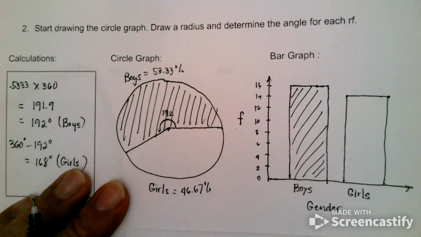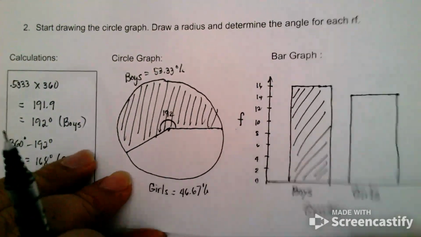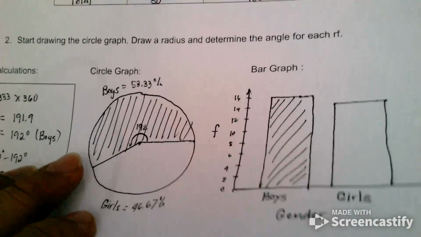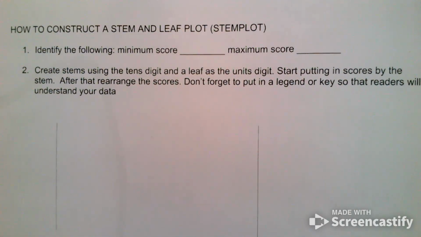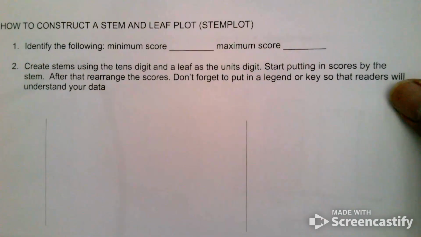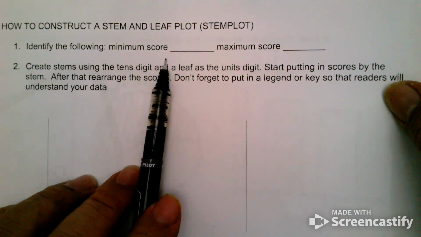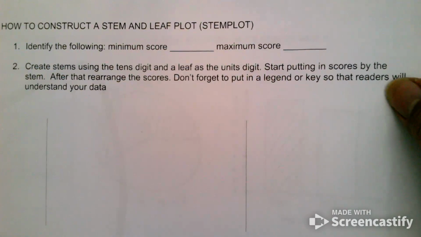Now, we're going on to the next page. So you're going to go on to the back page, which is about how to construct a stem and leaf plot. Stem and leaf plot is also known as what? Stem plot. This is the back of the paper. So, again, we're going to be using the following steps.